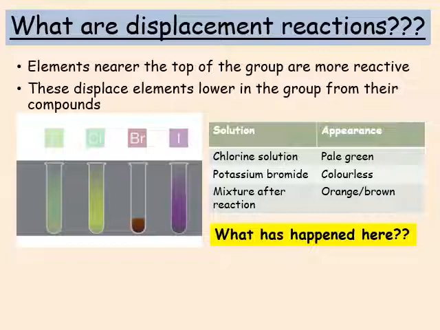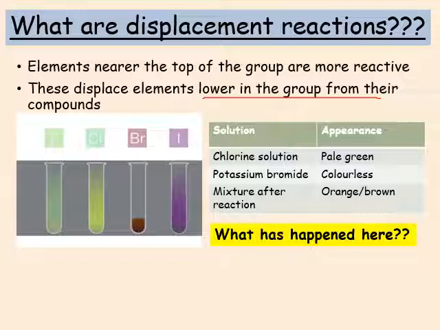So this is another thing we need to learn, and it's really, really important. You'll do this in GCSEs. Elements near the top of the group, the halogen group, are more reactive, we said these. So these displace elements lower in the group from their compounds. So remember, a compound is when two or more elements are chemically combined.